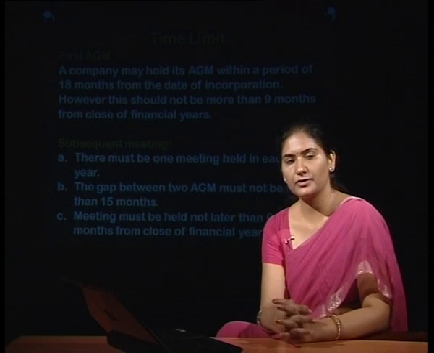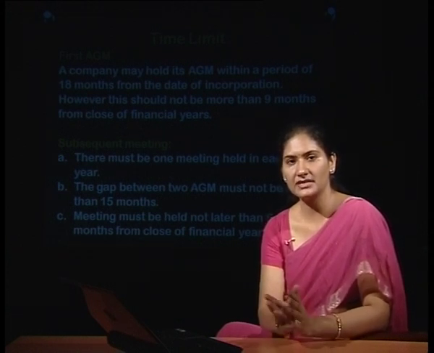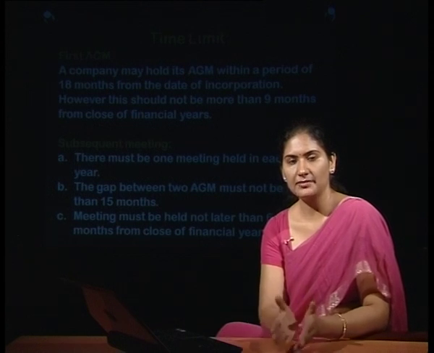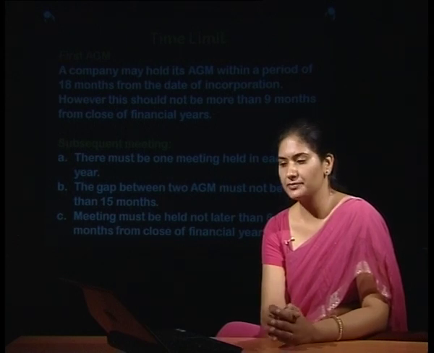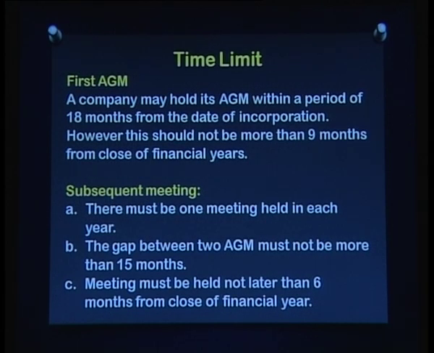The time limit for holding the AGM has been bifurcated into two kinds: the time limit for the first AGM and the time limit for the subsequent AGMs. The first AGM of the company has to be held within a period of 18 months from the date of incorporation. However, this should not be more than 9 months from the close of the financial year. This stipulation has been provided so that accounts older than 9 months should not be shown, because conspicuous changes must have occurred in the financial position of the company. So, you cannot submit accounts older than 9 months.